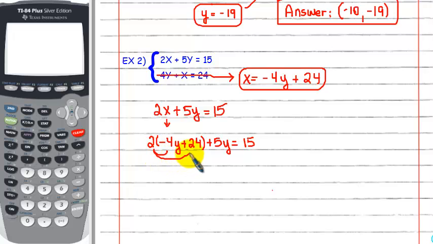So the first thing we're going to do is get rid of the parentheses, so this would be negative 8y plus 48, and bring down the 5y, equals 15.